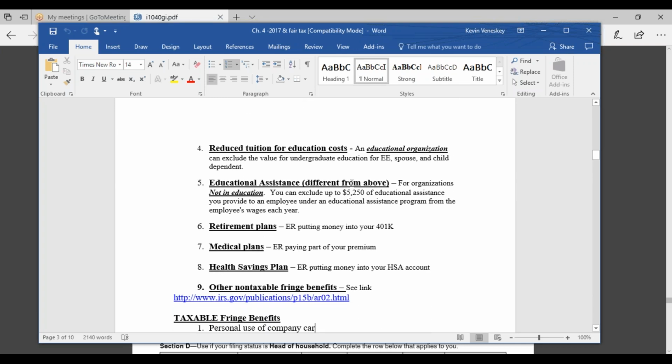Reduced tuition. If you actually work at an educational organization, you can get free tuition for you and your spouse and your kid, and you don't have to pay for that. A lot of times there's no additional cost to the employer if you have yourself or somebody else sit in a class that's already going anyway. So that's why they consider that okay.